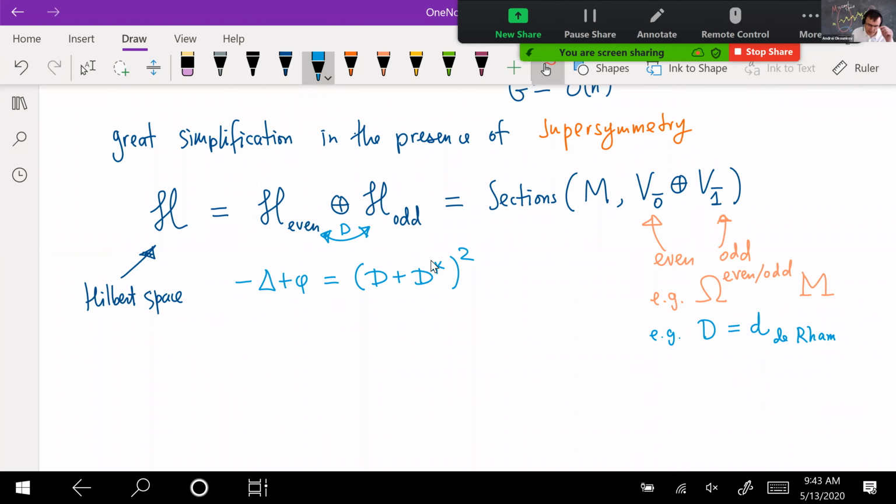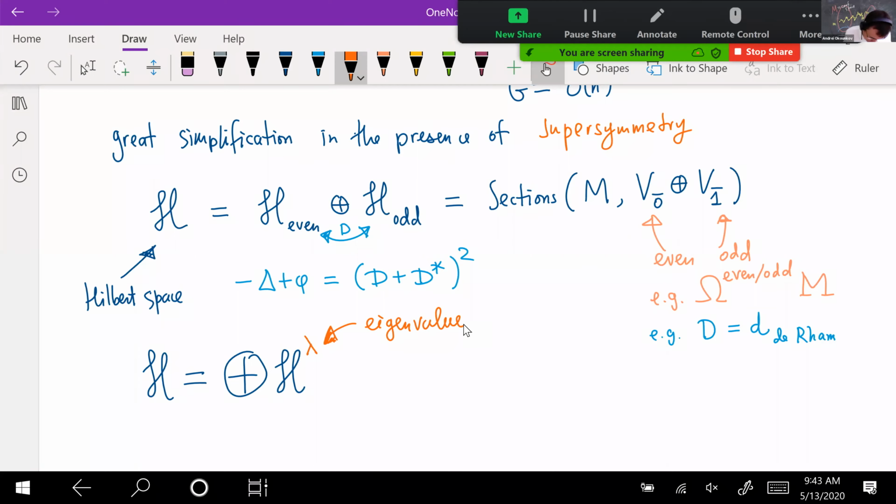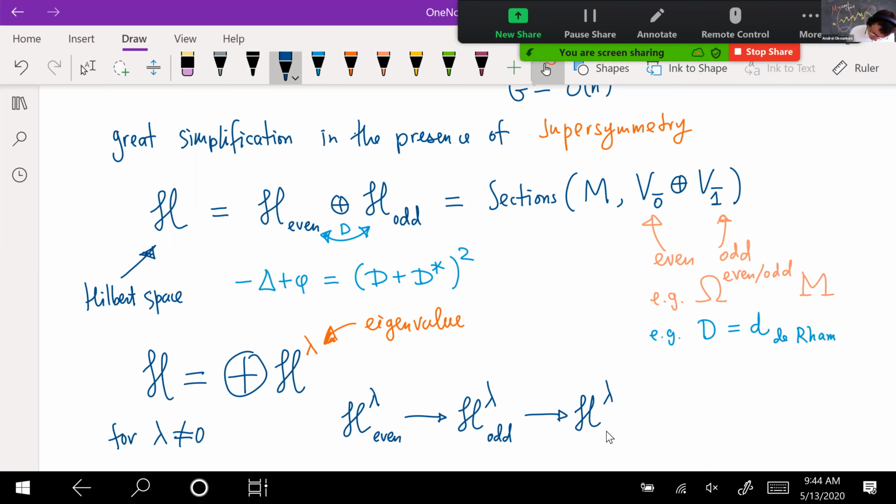And we assume everything is also group invariant. And then if we write our space as a direct sum of eigenspaces, where this would be my eigenvalue, and these are separately even and odd graded. Then for non-zero eigenvalues, for lambda not equal to zero, a very easy argument shows that D maps H lambda even to H lambda odd. And you can continue this periodically.